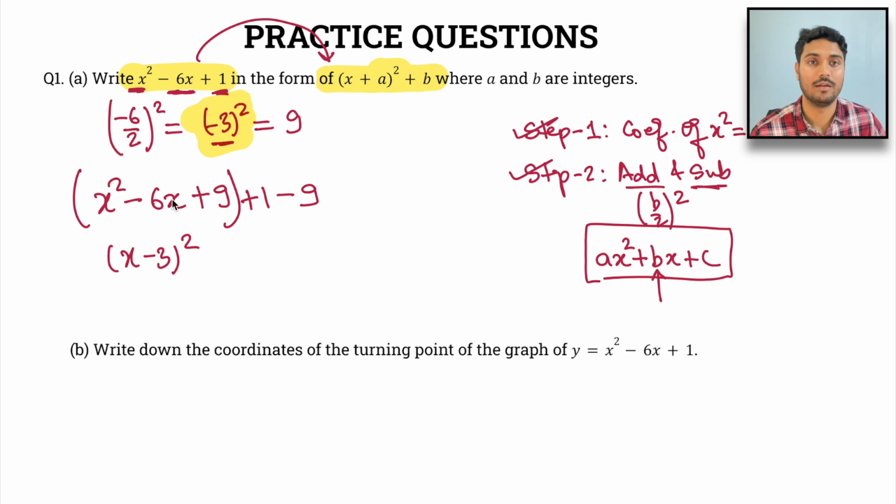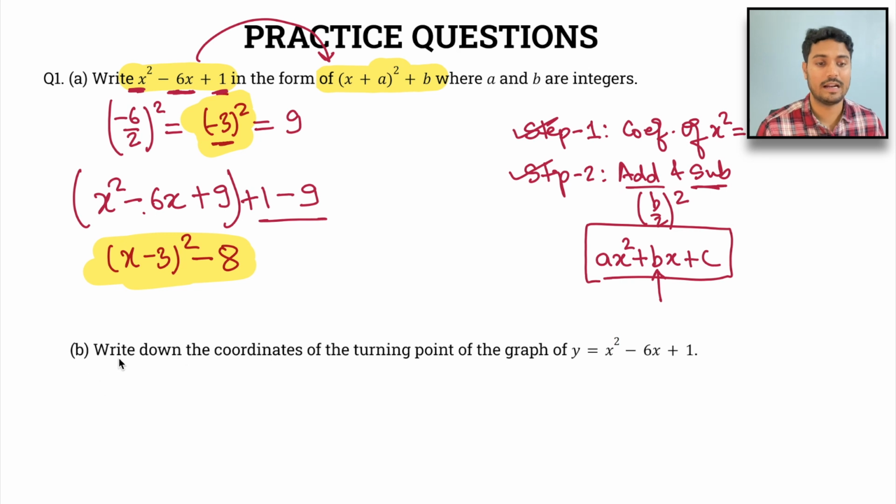And you can check a minus b the whole square, which is a square minus 2ab plus b square. So x minus 3 the whole square will definitely give you x square minus 6x plus 9. You can check it. And then these constant terms, which is 1 minus 9, can be written as -8, and that's the answer. This is how we had to write.